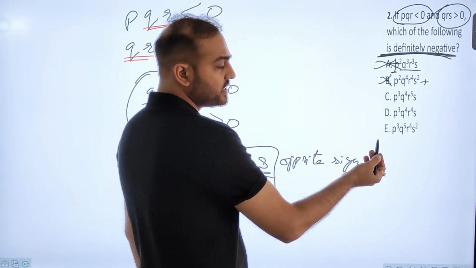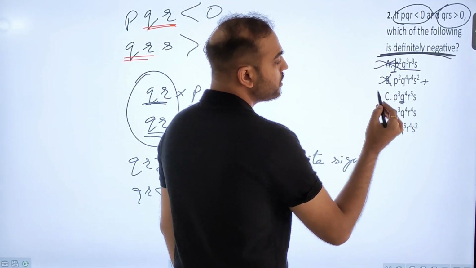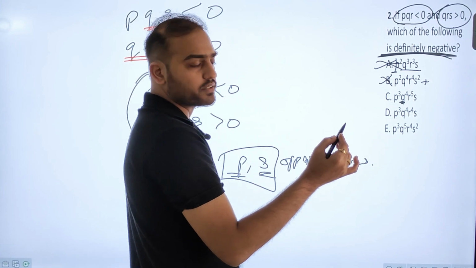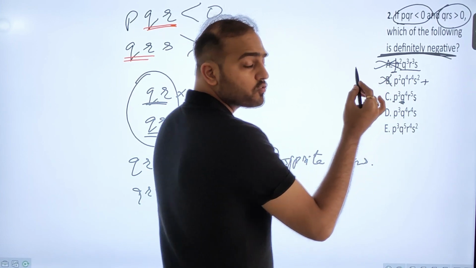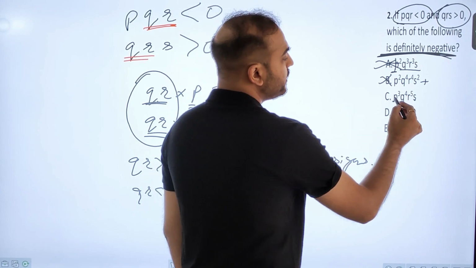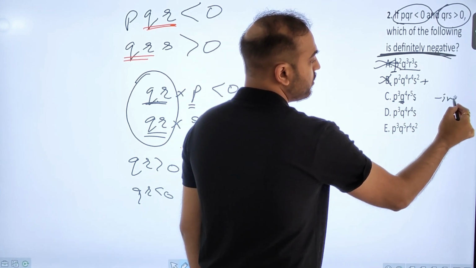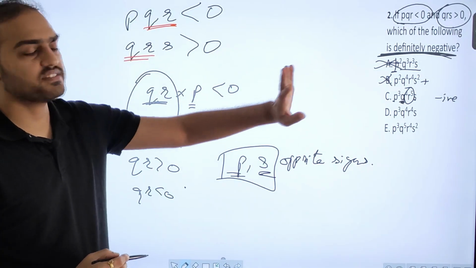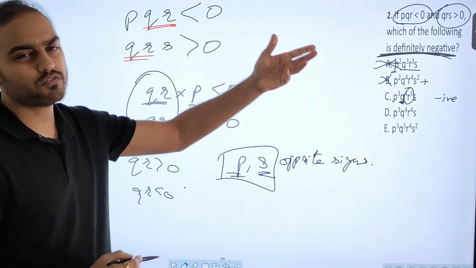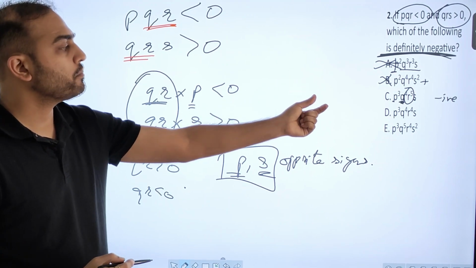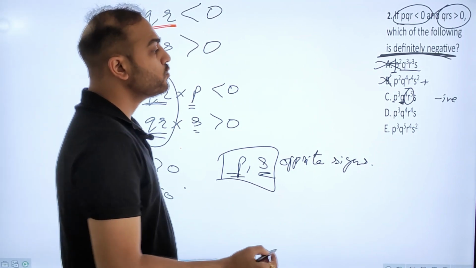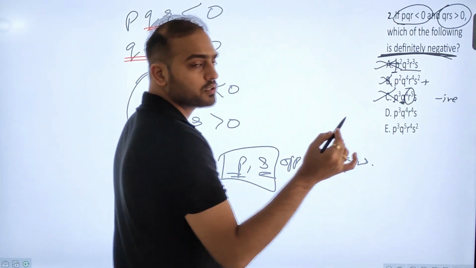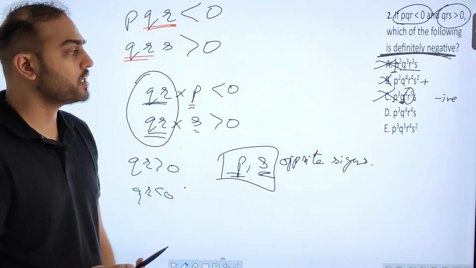If I look at option C, Q power 4, so I know this is positive. P and S are of opposite sign, so I know P into S is negative. That is done. Q power 4, so Q does not matter. But now R remains. I don't know the sign of R. So again, I can't say whether it is definitely positive or negative.